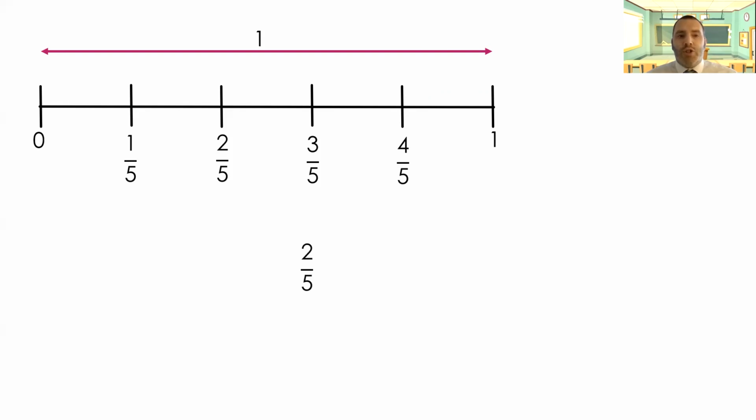So we've looked at this now. 2/5 is our second mark along. So as I was saying, 5/5 is the same as 1. 2/5 is going to go just there. So well done if that's where you said it went. So it's again making sure we have equal parts that are the same.